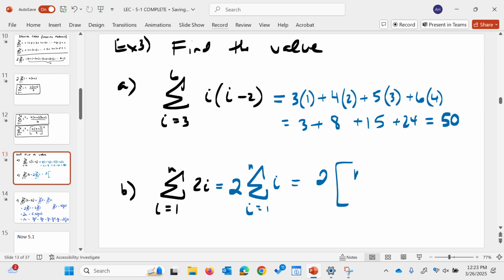I think it is n times (n plus 1) over 2. Perfect. And then that little 2 on the outside cancels with this 2 on the inside. I got myself n times (n plus 1). Oh, we're good. We made an explicit formula.